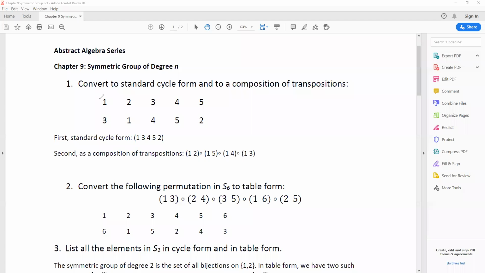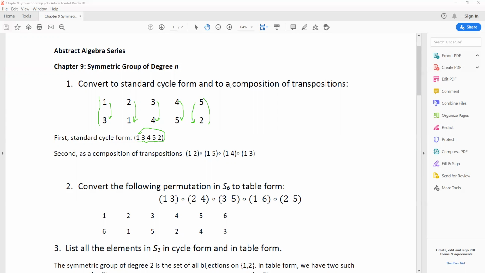We see that in this table 1 maps to 3, but then 3 maps to 4, and then 4 maps to 5. 5 maps to 2, and then working your way back, 2 maps to 1. If we write this in standard cycle form, we will enclose all of these numbers in parentheses, starting with the smallest. And again, we can see that 1 goes to 3, 3 then goes to 4, 4 then goes to 5, 5 goes to 2, and then ultimately 2 wraps back around to 1.